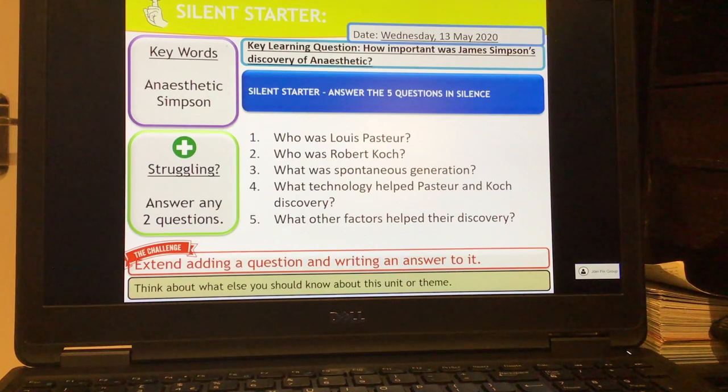So he went a little bit further than Pasteur. Three, what was spontaneous generation? Obviously, the opposite of the germ theory. It was the idea that not germs cause decay, but decay caused germs.